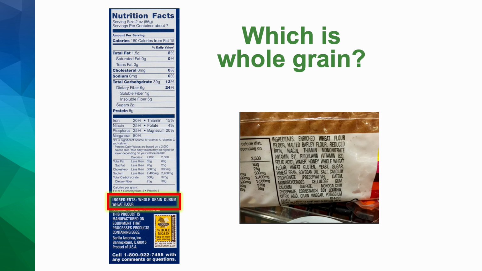The item on the right is an example of a bread nutrition facts label. Whole wheat is listed at the beginning of the ingredient list. This means that most of the product is whole grain. Both items meet the whole grain rich requirement.